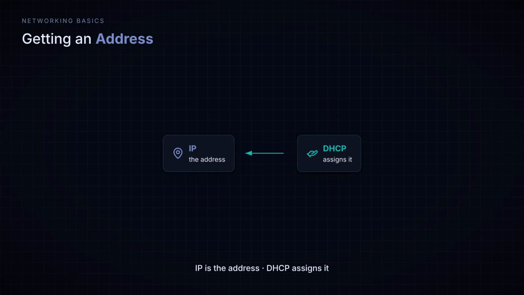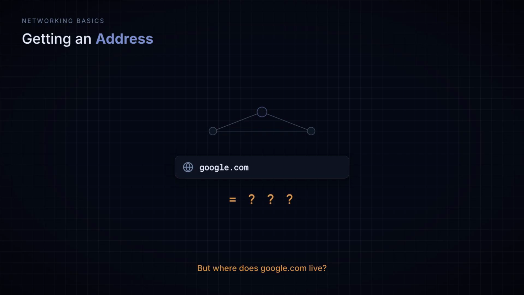So IP is the address. DHCP is the helper that assigns it. Your device now has a spot on the network. It still doesn't know where Google.com actually lives.